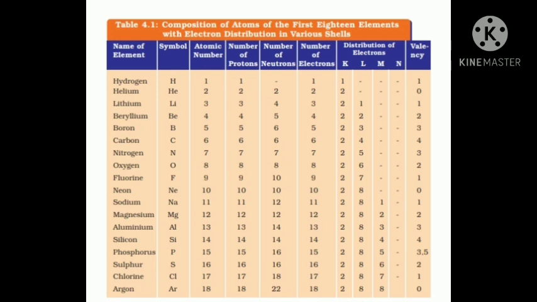Similarly, for the other elements, the mass number is subtracted by the number of electrons or protons, that is the atomic number, which gives the number of neutrons. Fluorine, symbol F, atomic number 9. So number of protons and electrons are 9. Number of neutrons 10. Distribution of electrons 2, 7. So valency 8 minus 7 is equal to 1.